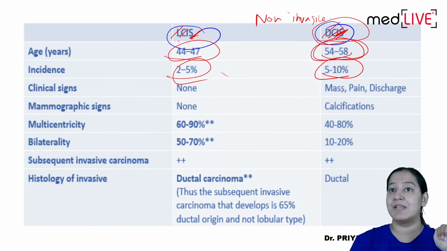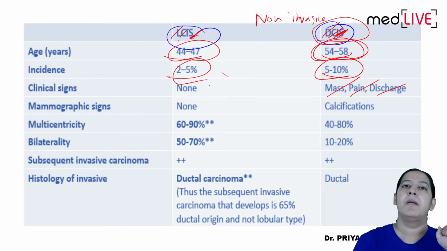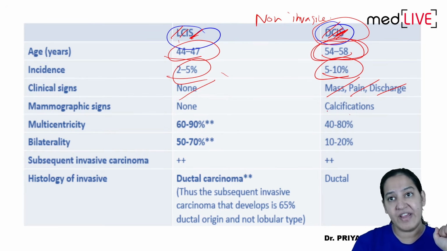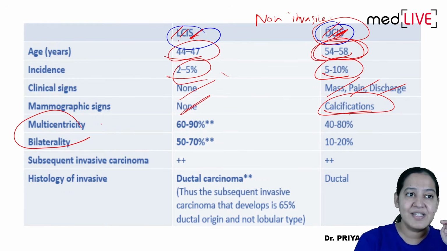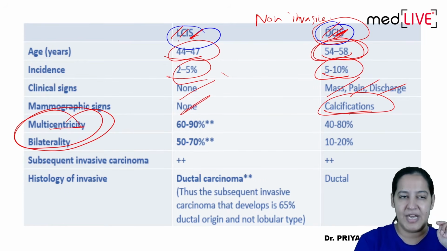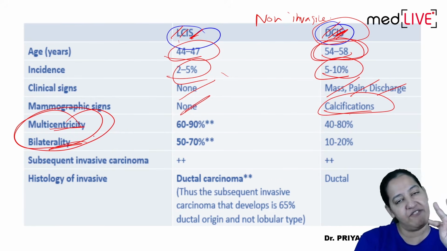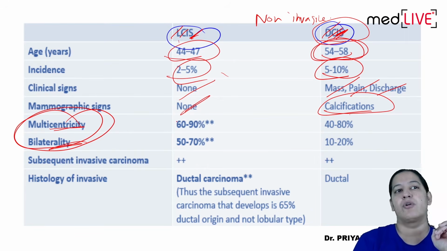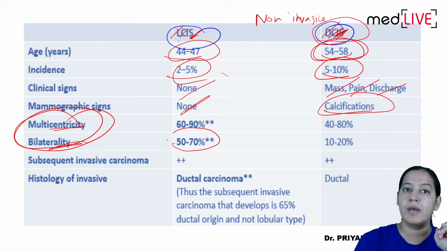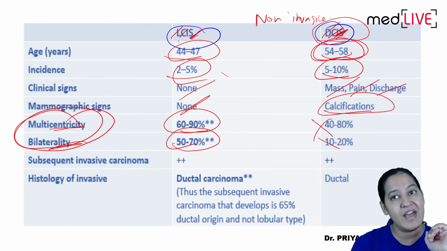Clinical signs, DCIS presents with pain, mass, and discharge from the nipple. Some whitish discharge will come, or transparent discharge will come. But here no symptoms will be there. On mammography, calcifications are seen in DCIS, but nothing will be seen in LCIS. Multicentricity and bilaterality. Bilaterality means occurring in both breasts. If it is in the left breast, in future it will occur in the right also. If it is presenting first in the right, in future it will occur in the left also. So bilaterality and multicentricity are more common in LCIS. These are not very common in DCIS.